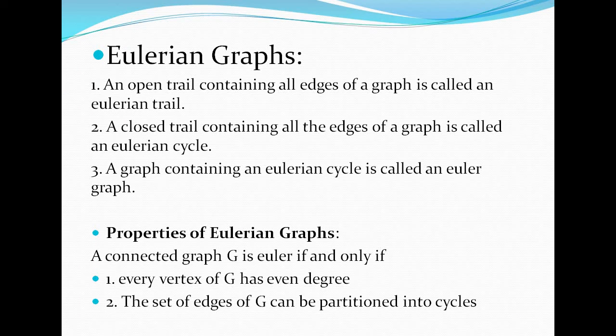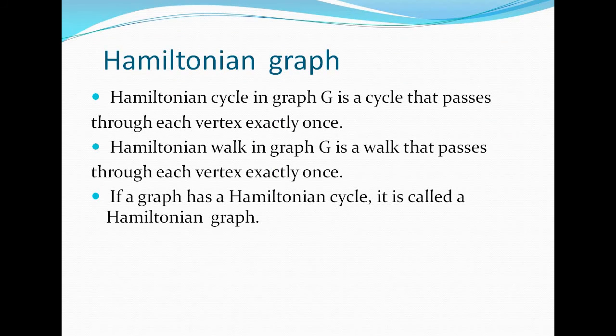Eulerian graphs. An open trail containing all edges of a graph is called an Eulerian trail. A closed walk containing all edges of a graph is called an Eulerian circuit. A graph containing an Eulerian cycle is called an Euler graph. Properties: a connected graph is an Euler graph if and only if every vertex of G has an even degree and the set of edges can be partitioned into cycles.